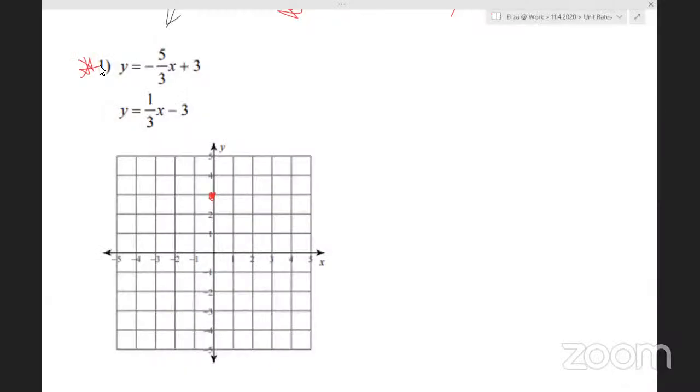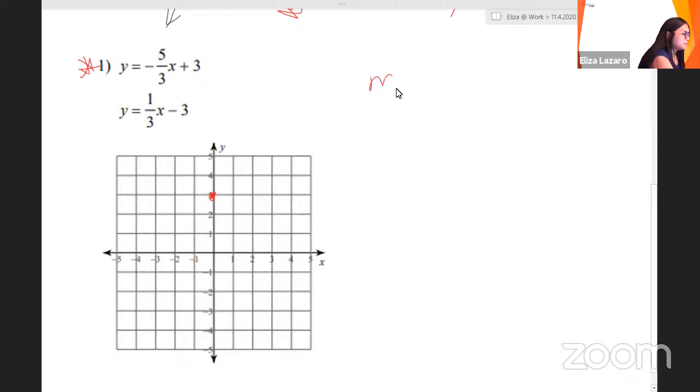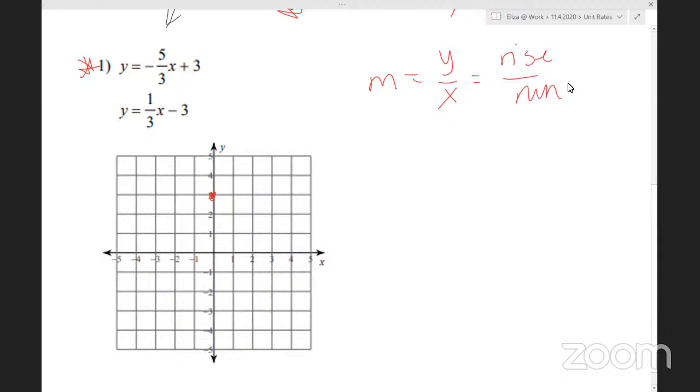5 over 3x. Yes. So how I like to remember slope is y over x. I also say rise over run. I don't know if you guys still say that. Do you guys still say that? Yes. Okay, good. So that negative sign is going to go with that 5, right?